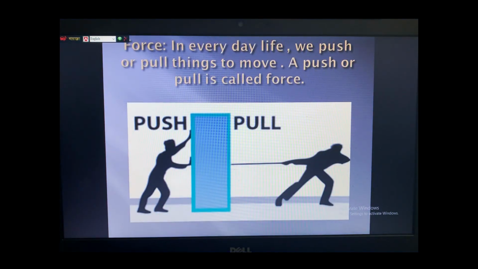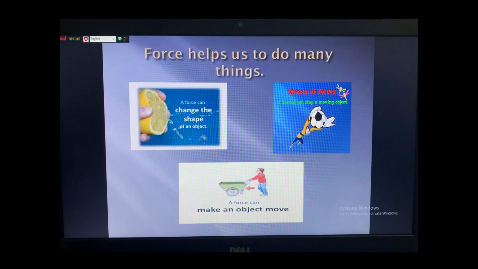Force. In everyday life, we push or pull things to move them. A push or pull is called force. Force helps us to do many things. In the picture, a force can change the shape of an object. Force can stop a moving object. A force can make an object move.